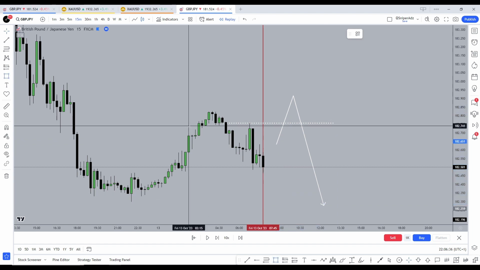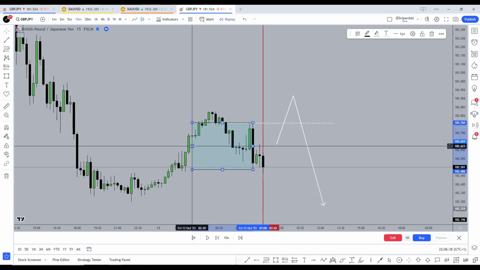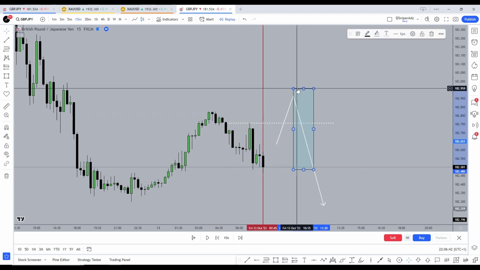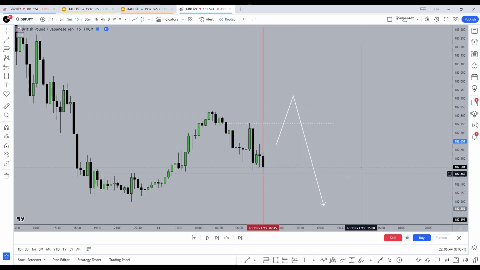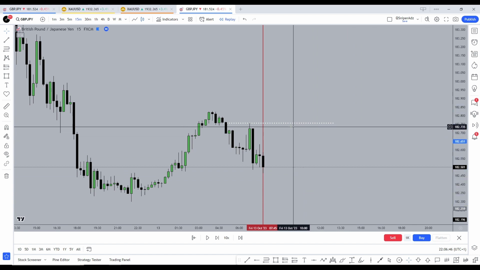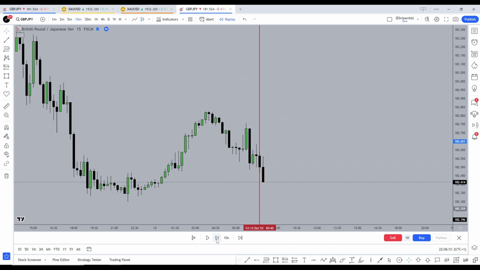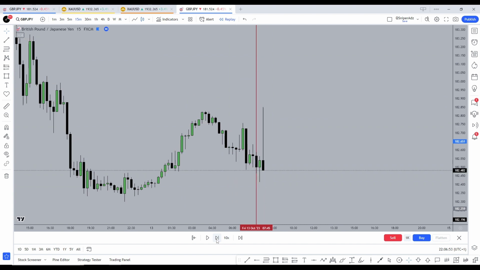That would fulfill our concept of the accumulation, the manipulation, and then of course the distribution. That would be to the downside. Right, AMD power of 3, very simple, very effective. So now we have on the 15-minute time frame this 7:45 AM candle marked. Let's carry on. As you can see, we're still moving to the downside, not interested.